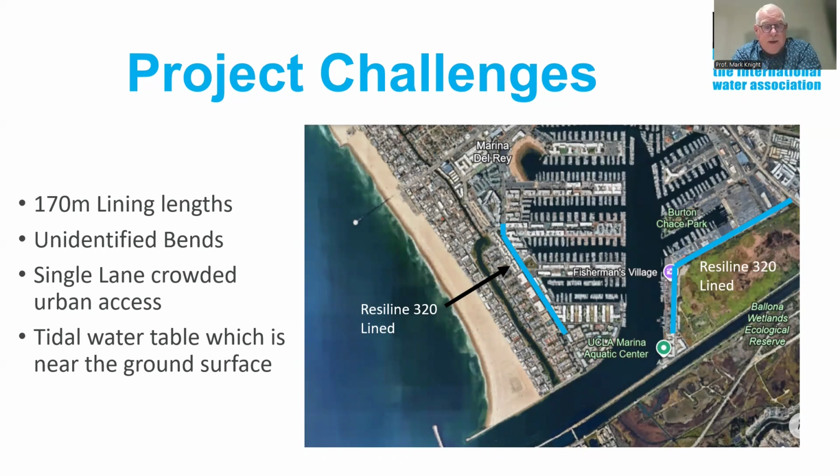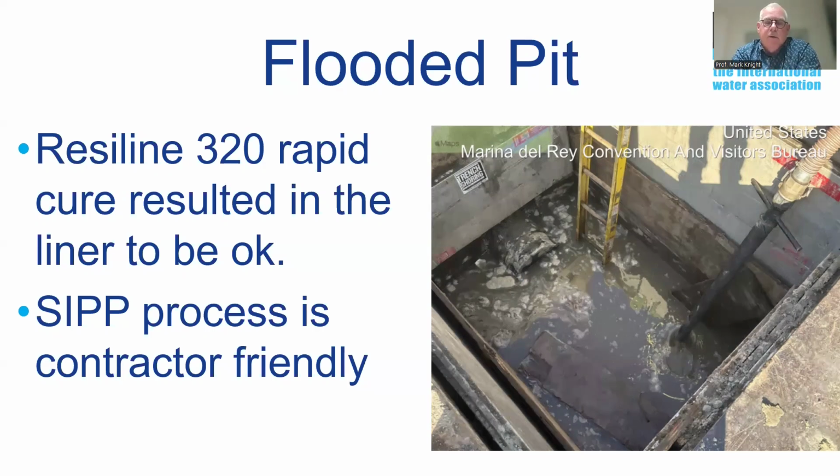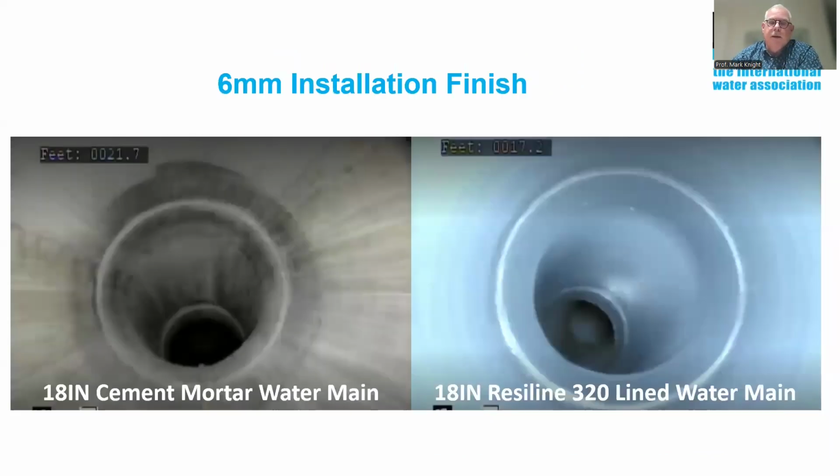And then we had the high tidal groundwater table back into service. So we just had to clean the pipe and liner the pipe, and the contractor absolutely loved the process and says basically it's a very, very simple process to be used in those applications. And again, this is the pre and the post lining image, especially through those bends, and the 6 millimeter installation itself.